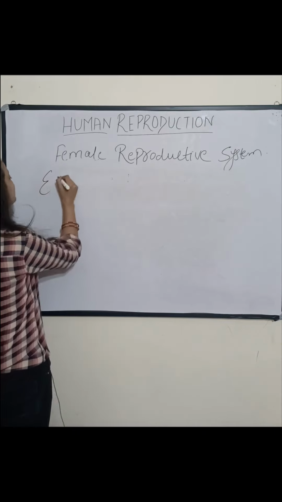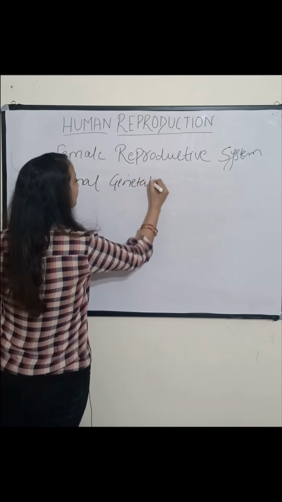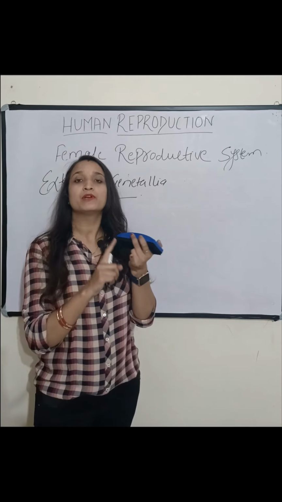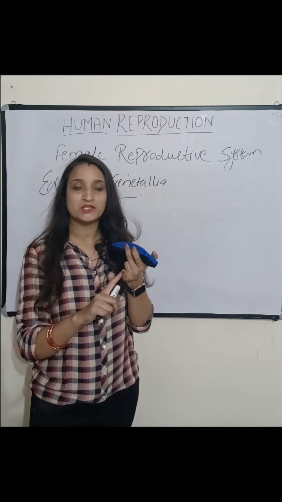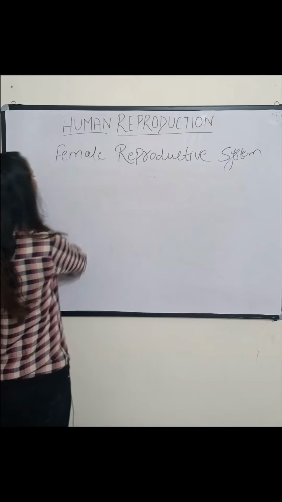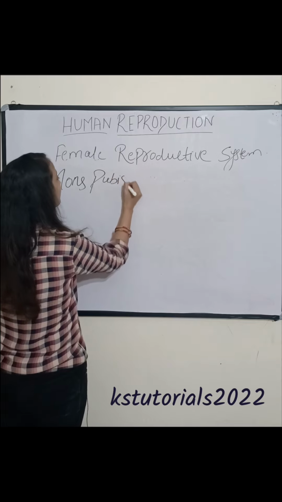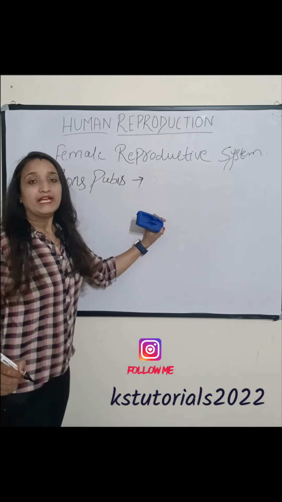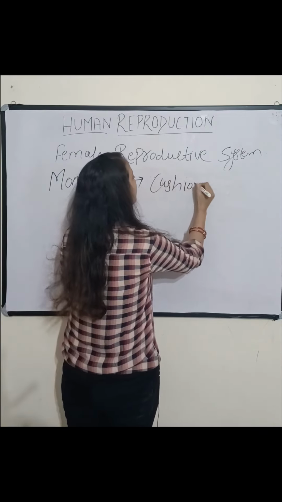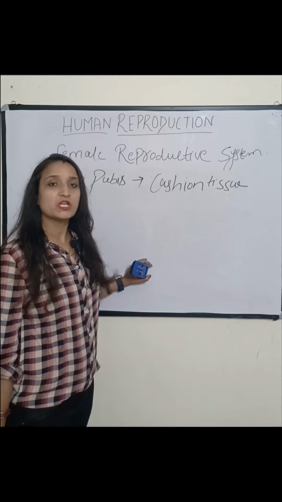Now, external genitalia. It includes number 1 mons pubis, number 2 labia minora, number 3 labia majora, number 4 hymen, and number 5 clitoris. Now, mons pubis. It has a cushion of tissues with pubic hair and folds of skin.